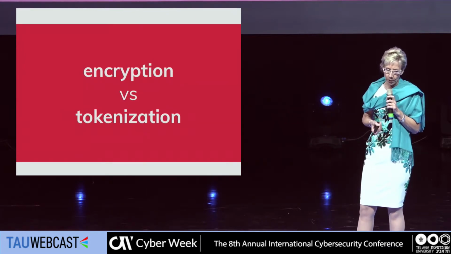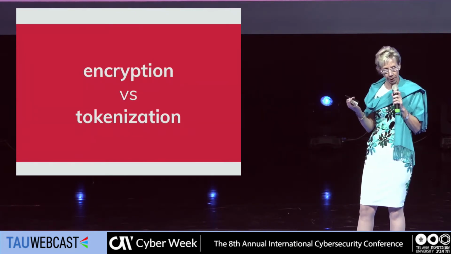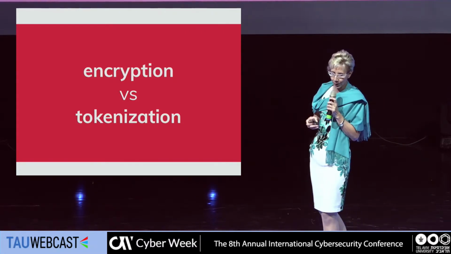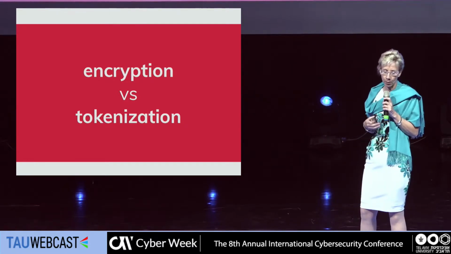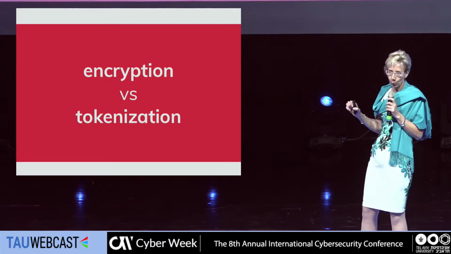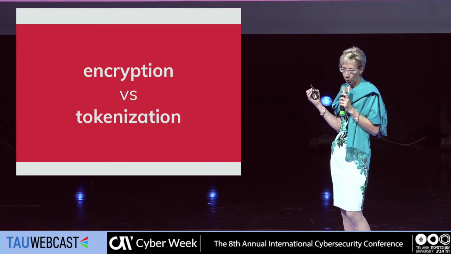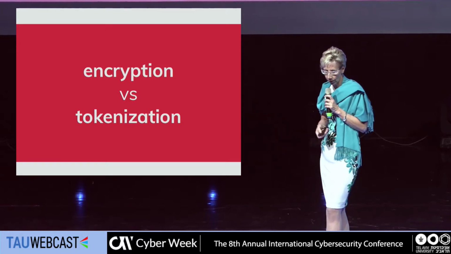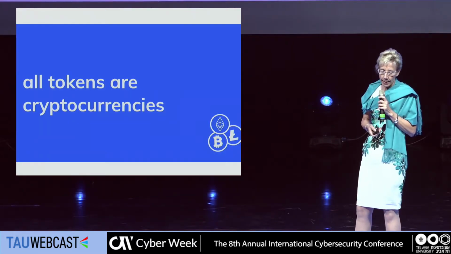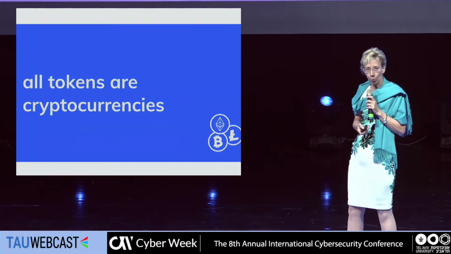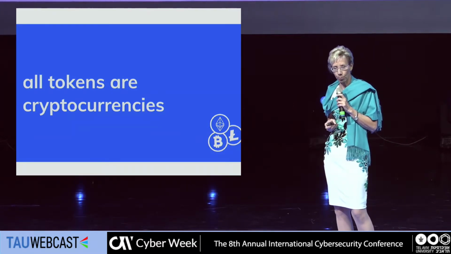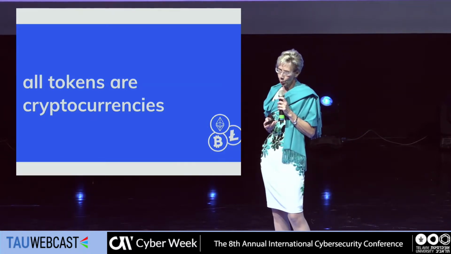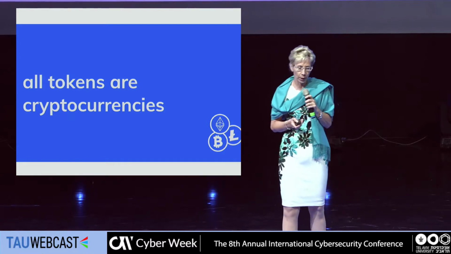Probably I should mention encryption versus tokenization. I think the audience here knows more about that, so I do not have to dive too deep into it, but just to say that with tokenization, we remove the data and replace it with a token, and we can use the token for all the things we want to do. It is very often said that all tokens are cryptocurrency. Probably it's right, but we have to be more precise, and we have to define what kind of token we are talking about. And that's what I would like to do with you now.